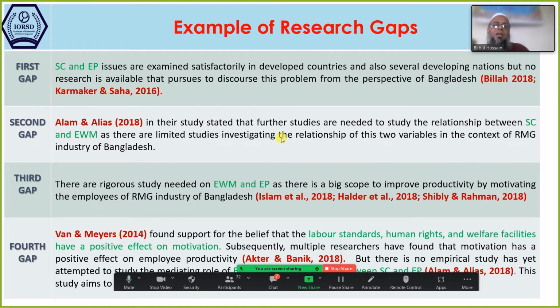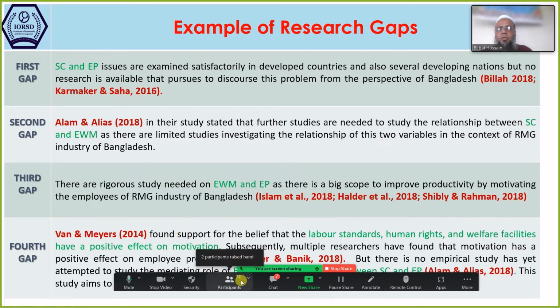Is it contextual or theoretical? It's theoretical, sir. How is it theoretical, brother? Because in the same context, the research has been done, but not enough research. Okay. Here we are talking about the relationship between the variables, right? Yes. And it is contextual as well, because the RMG industry has also not been studied. So it is contextual as well as theoretical. Okay.